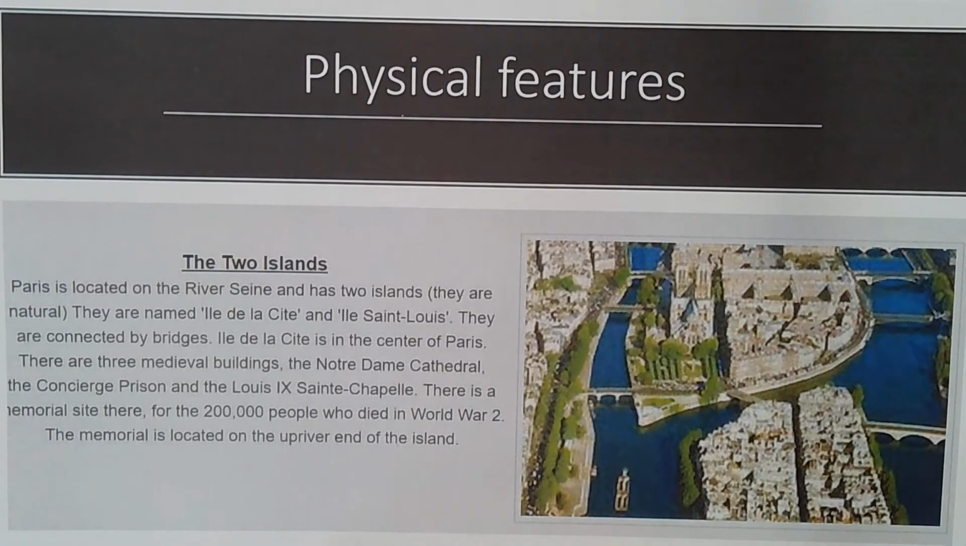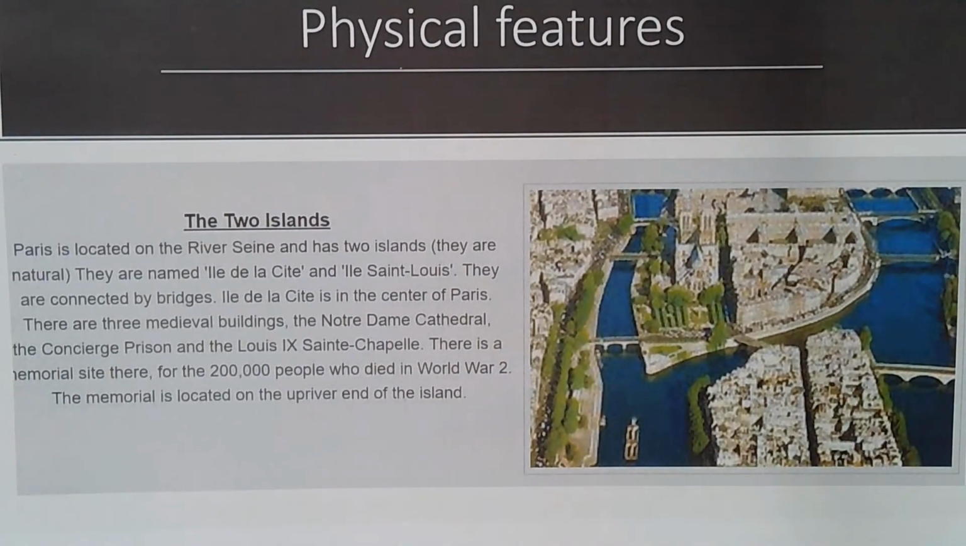Okay, Paris. A physical feature of Paris is the 2 islands. Paris is located on the River Seine and has 2 islands. These islands are natural. If they're natural, they are a physical feature. They are named Ile de Cite and Ile Saint-Louis. They are connected by bridges.